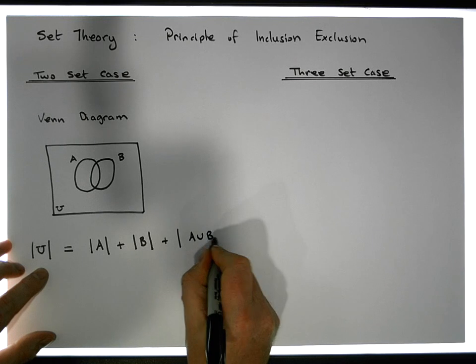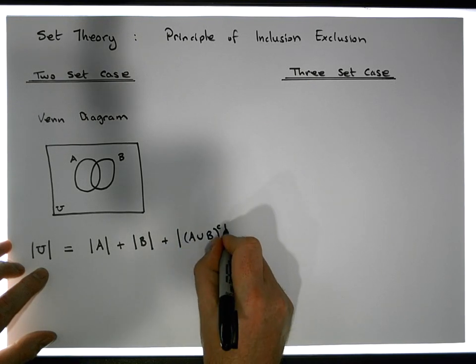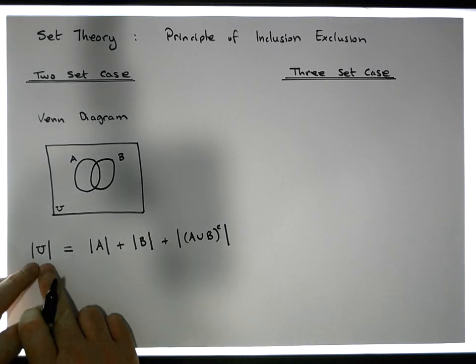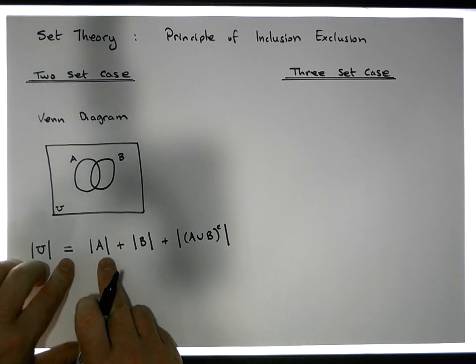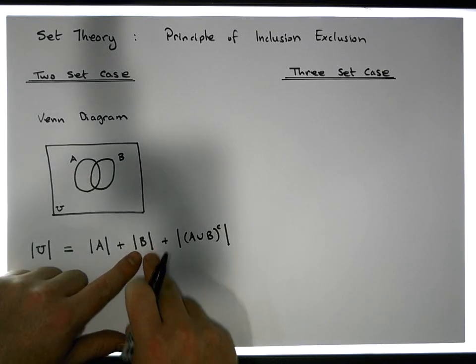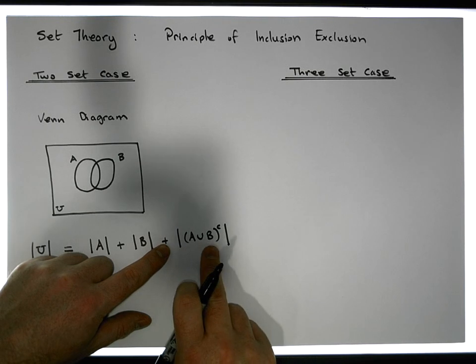So actually A unioned with B is, let's say, complement, and I'll just put a little C here to represent complement. So at this particular stage, what we're saying is the size of the universe must be at least equal to the size of the set A, how many things are in A, plus how many things are in B, and also how many things are outside of A unioned with B.